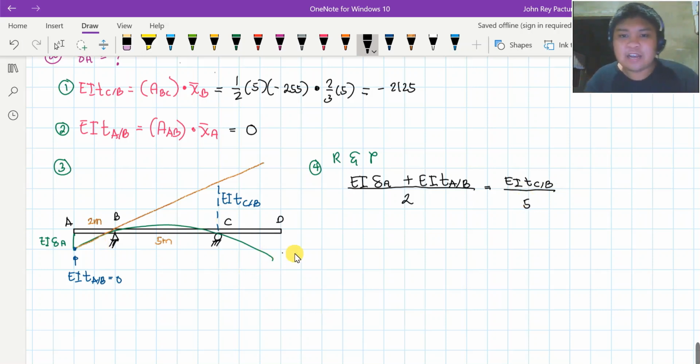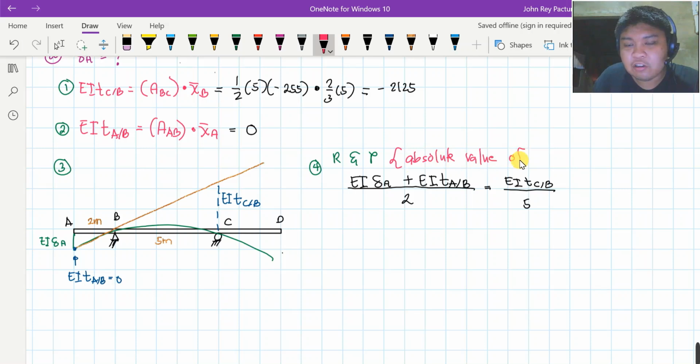So, gusto ko ditong i-point out, class, no? Ito ang gusto kong tandaan nyo. Kapag nagre-ratio and proportion ka, ang ilalagay mo lang, class, ay absolute value of deviations. Gusto ko yun i-point out, no? Kasi itong mga negative sign for the deviation, it indicates only kung nasa taas ba yung point or nasa baba, para masiguro mong tama.